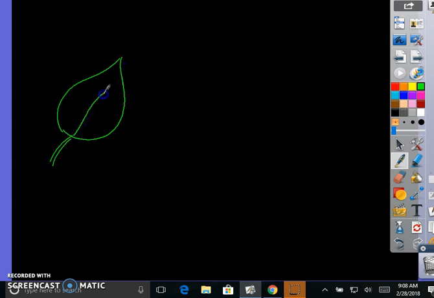I want you to go ahead and draw your leaf if you need to. This is going to be the top of the leaf, and of course underneath are structures called stomata. These allow for gas exchange. So CO2 enters through the stomata.